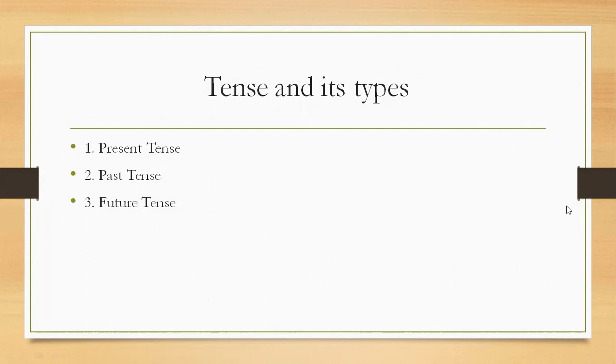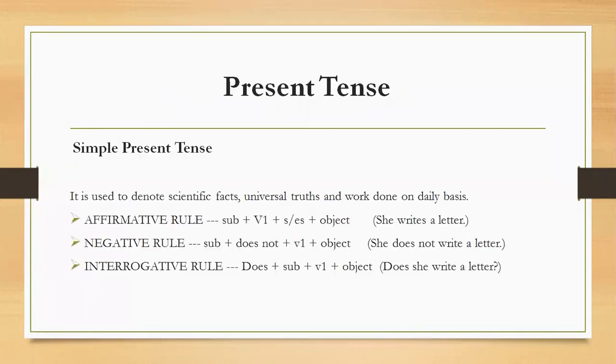Tense plays a crucial role in the English language. It denotes the time and action, and an action takes place sometime in the past, in the present, or will take place sometime in the future. So it is about the time of the action, when the action takes place, whether it is in the past, present, or future. So present tense, the first type of tense, let us discuss it.